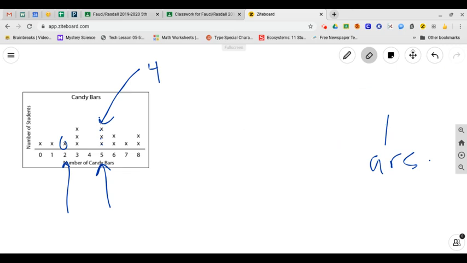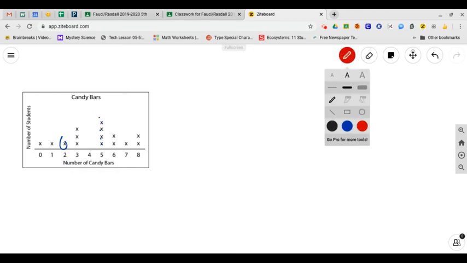Were there any students that had 4 candy bars? And you'll notice there's a 0. There are no X's above 4, which means no students had 4 candy bars. If I get too close to the picture, it'll erase, so I can't get too close. Okay, so let's see what other questions you might be asked.